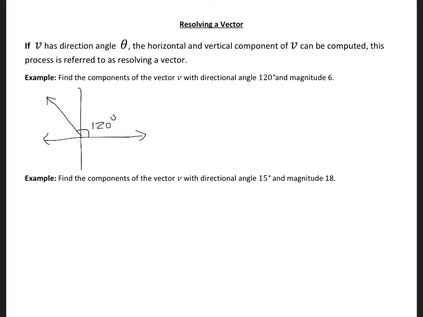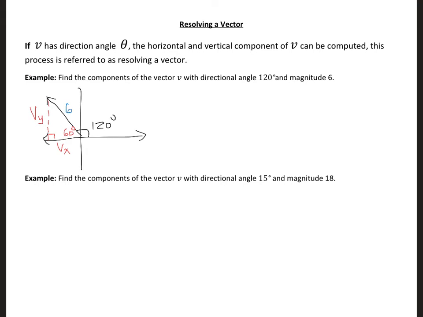So this vector is in quadrant 2. I'm going to call the horizontal component V subscript X, meaning its distance along the x-axis, and this is V Y, meaning it is the vertical component of vector V. So I need to know this angle right here.